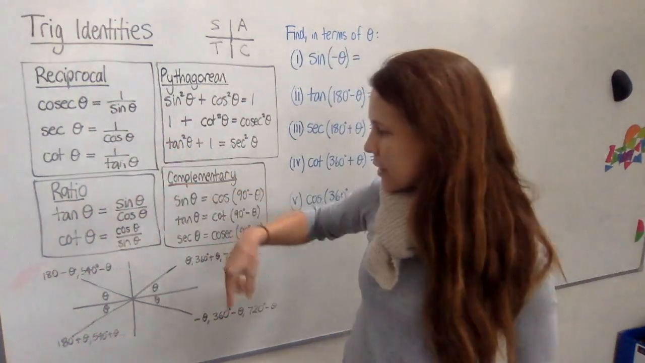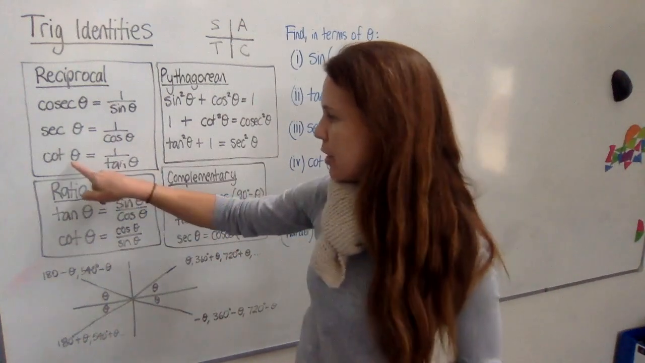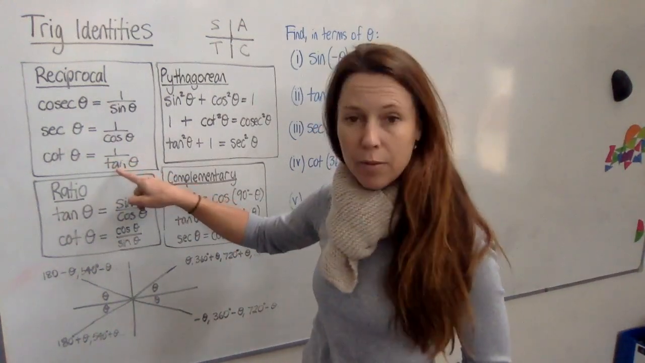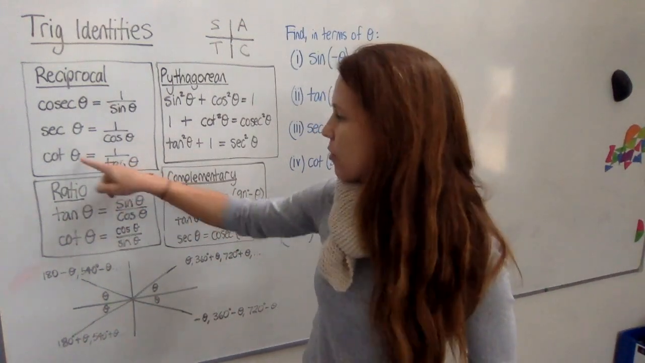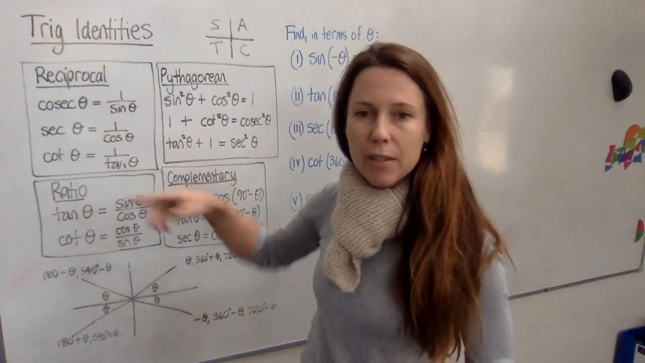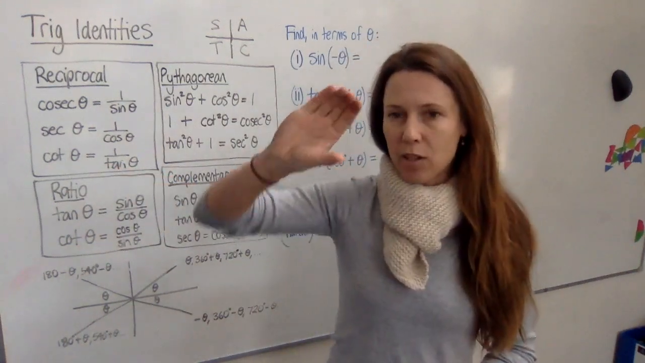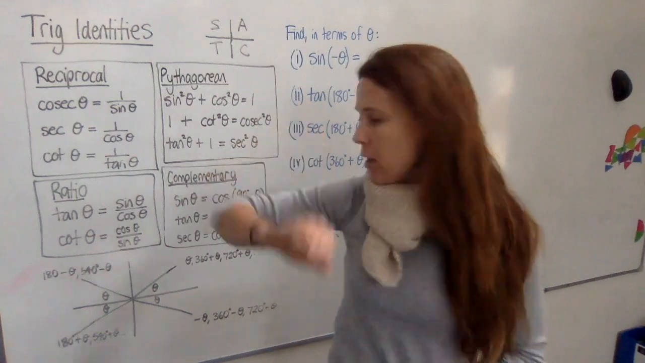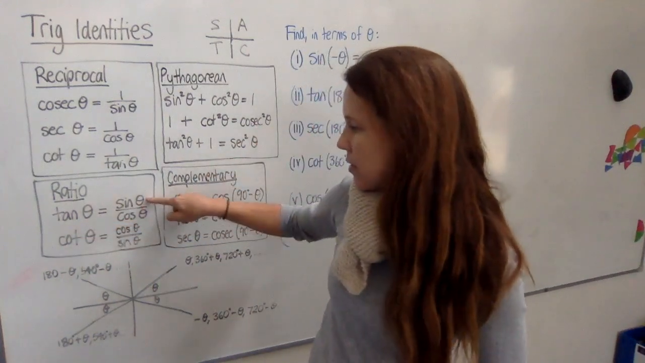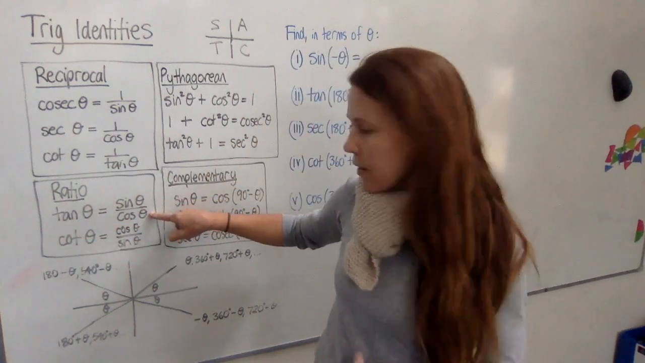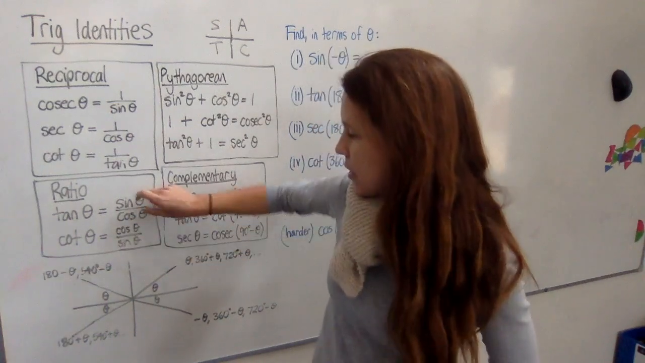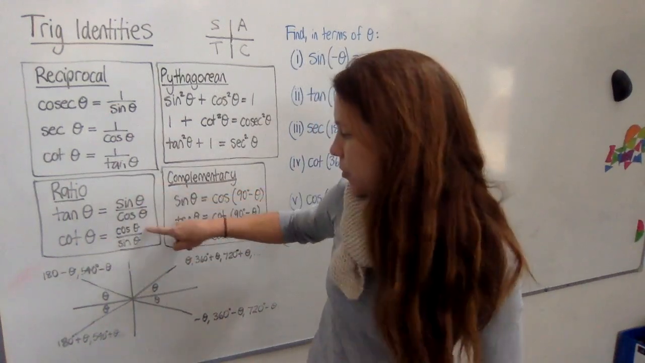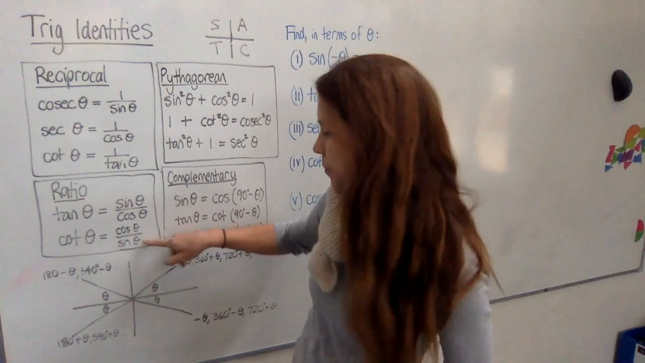All right, the ratio identities are important. If we know that tan and cot are the reciprocal of each other, you can write it like this, but what it also means is something's reciprocal is like a fraction that's been flipped upside down. So if we know that tan theta is sine theta over cos theta, then it makes sense that cot theta is the flip of that fraction, which is cos theta over sine theta.